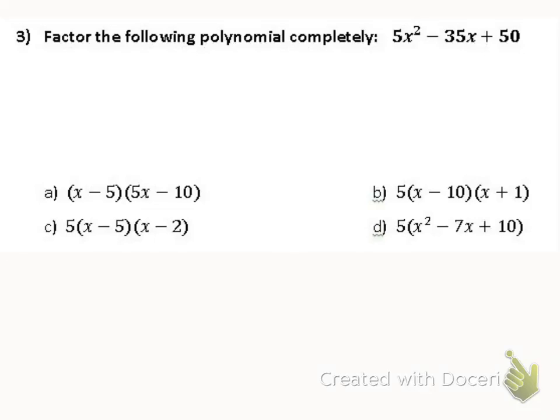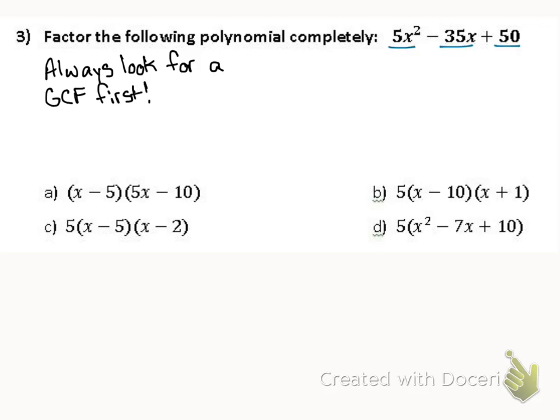On problem 3, we're supposed to factor the following polynomial completely. Again, anytime you factor, you always want to look for a greatest common factor first. And so we'll look at each term in this polynomial. They don't share any variables, but they are all divisible by the same number. They're all divisible by 5.